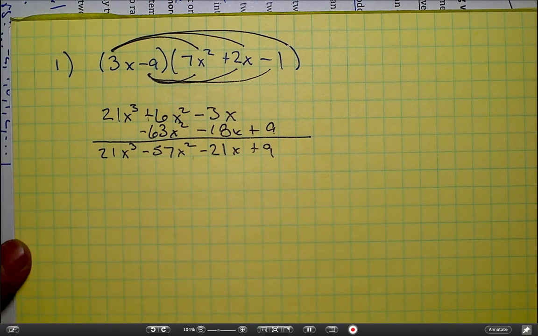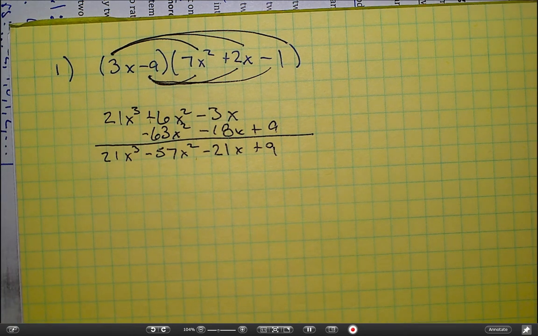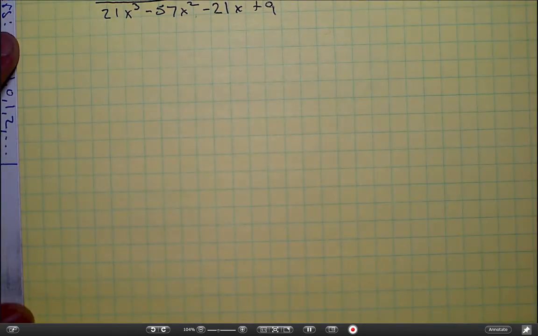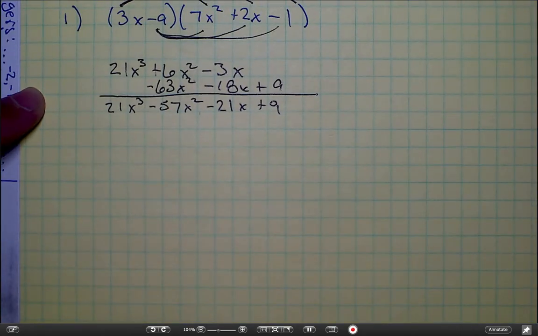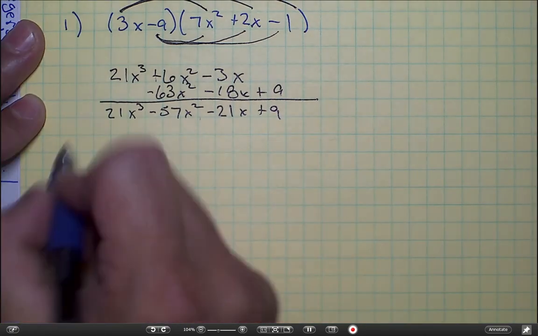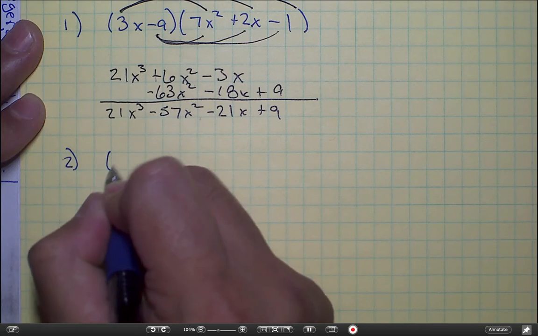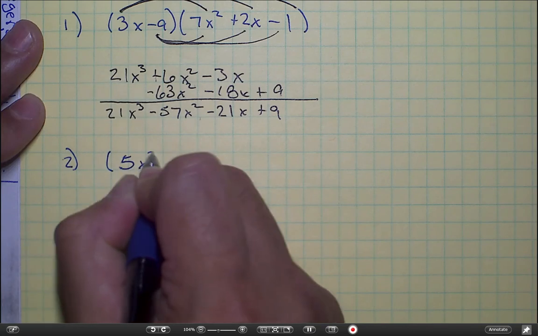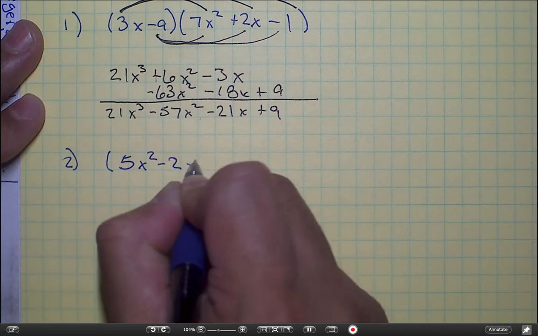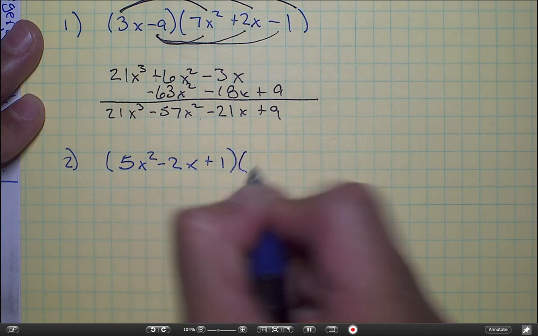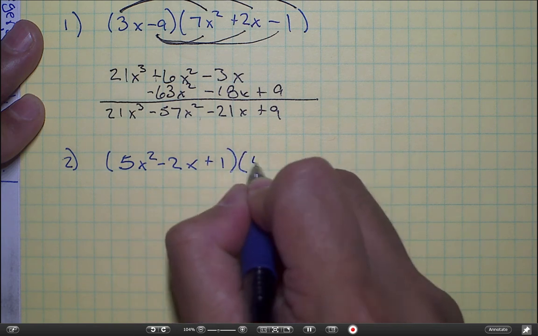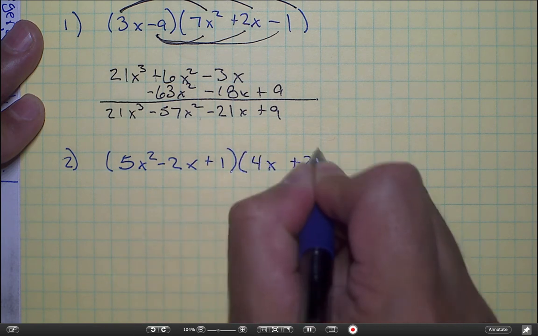This is what we already had for warm-up. I want this in your notes, though, because a lot of people are struggling with this. So now I have 2 problems for you. I'm going to give you 2 more problems of this, and you're going to do these 2 using the same method. 5x squared minus 2x plus 1 times 4x plus 2.